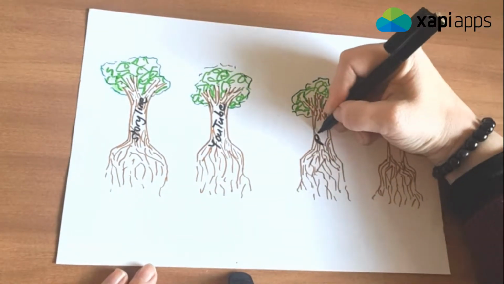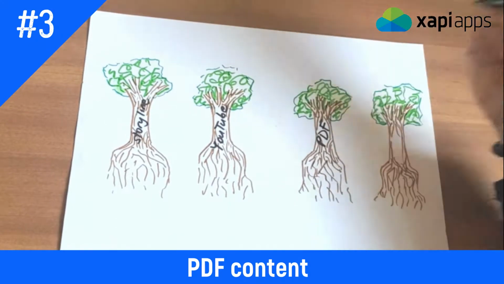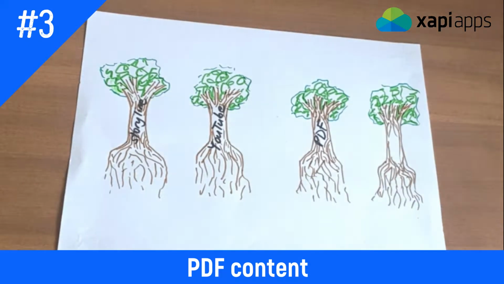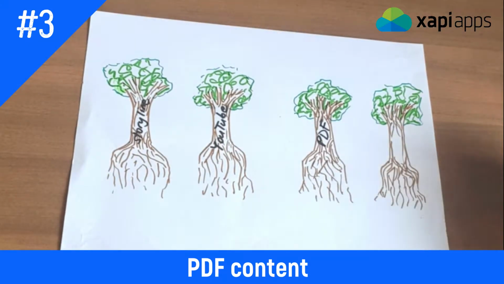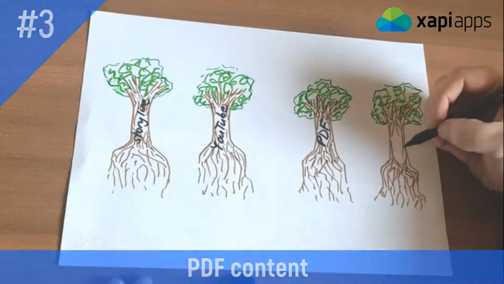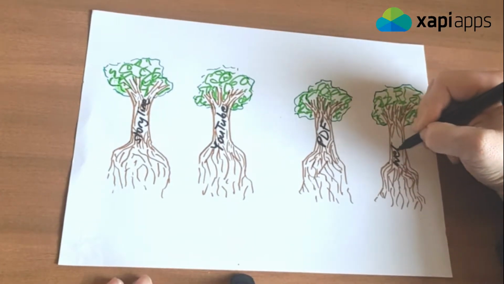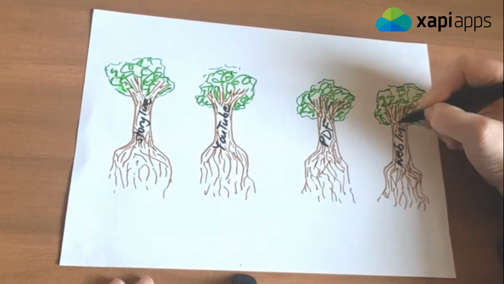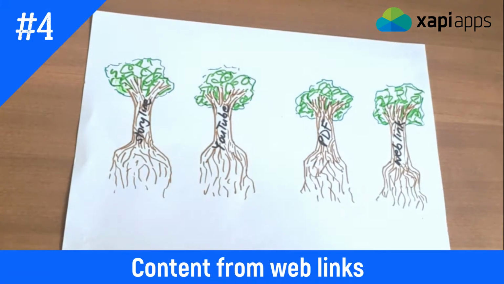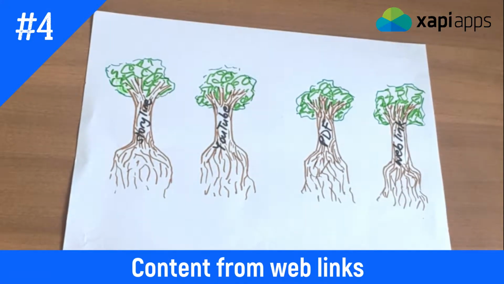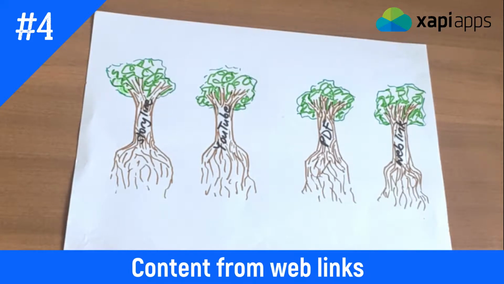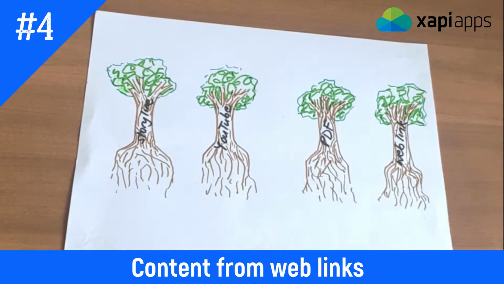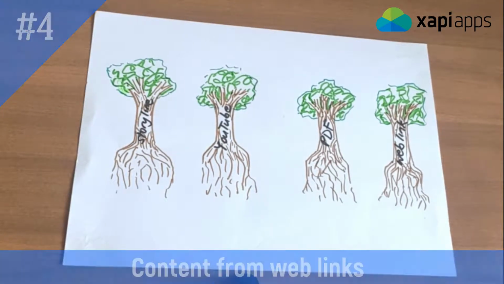The third tree I'm labeling PDF. So let's say you've already got some company documentation around the training module that you're running. That's our PDF tree. And lastly, we're going to call this tree the web link tree. Sometimes there is fantastic content freely available on the internet, and it's really handy to be able to refer your learners and your trainees to a simple web link.